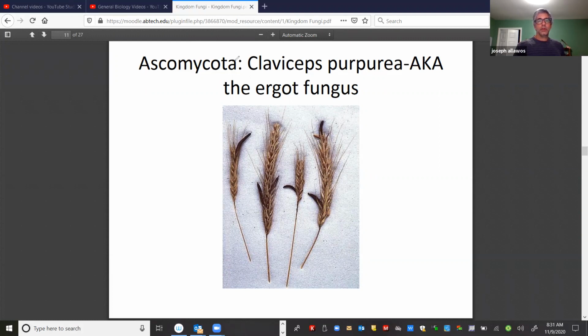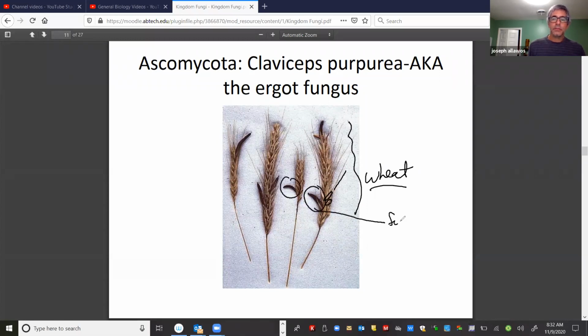So what you're looking at is grain, and you could imagine this is a head of wheat, right? Think about a wheat penny. And there's the little awn, and there's little kernels of wheat in here. Well, if you look closely, you can see these black things here. This is the fungus. And ergot, Claviceps is a parasite of grain.